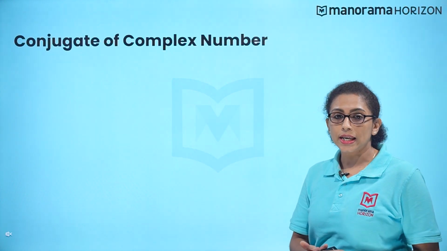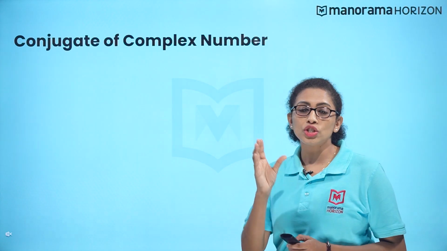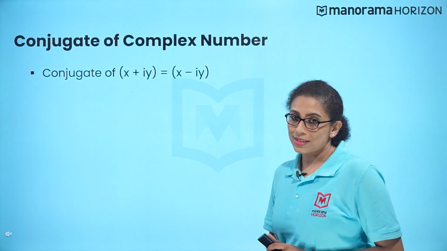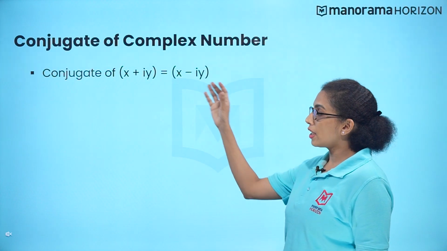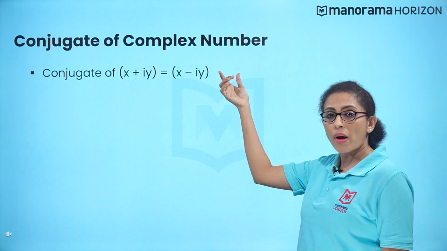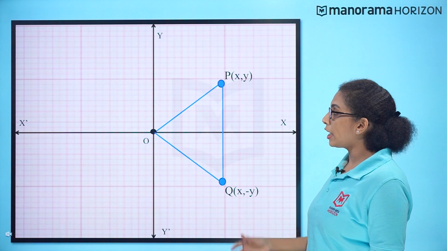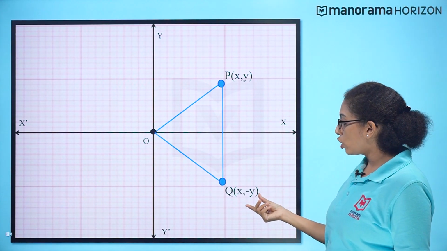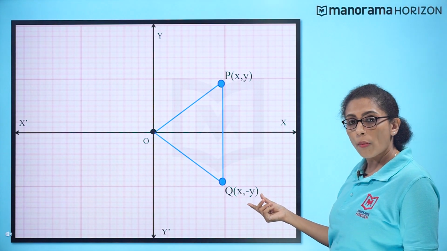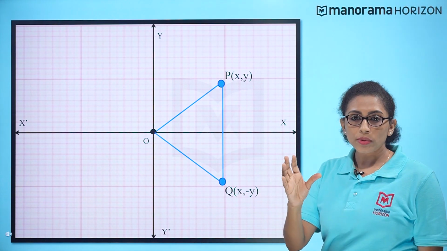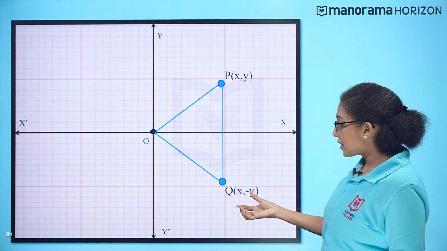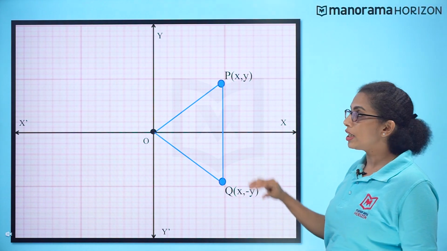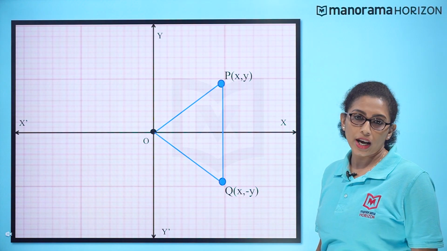Next, let us see how to represent the conjugate of the complex number in an Argand plane. The conjugate of the complex number x plus iy is what? It is x minus iy. Its corresponding points are P of x, y and Q of x, minus y. Geometrically, the point x, minus y is the mirror image of the point x, y on the real axis.